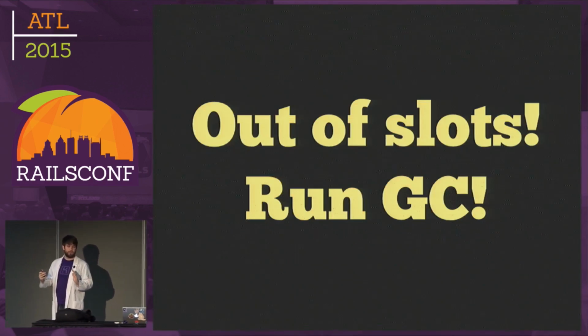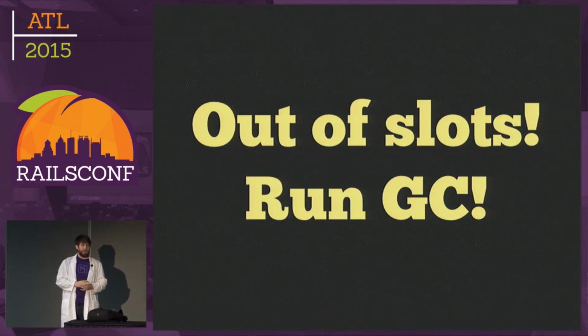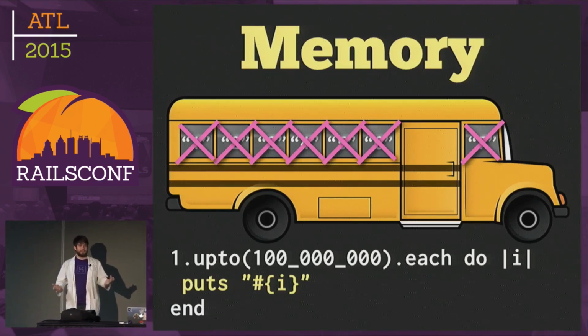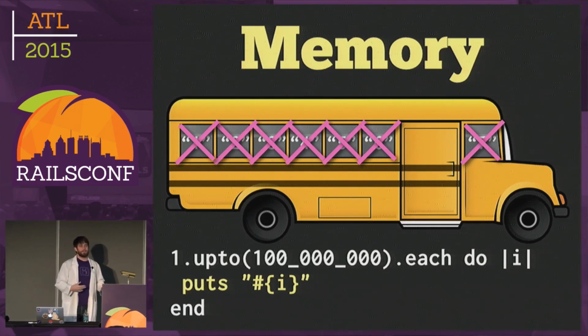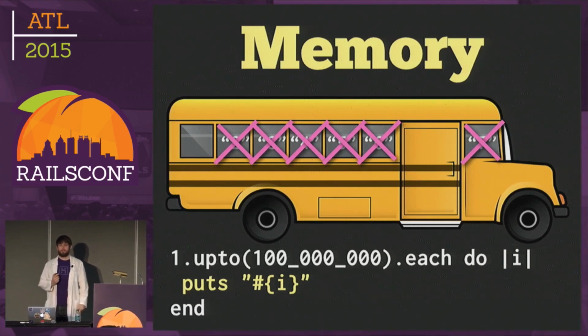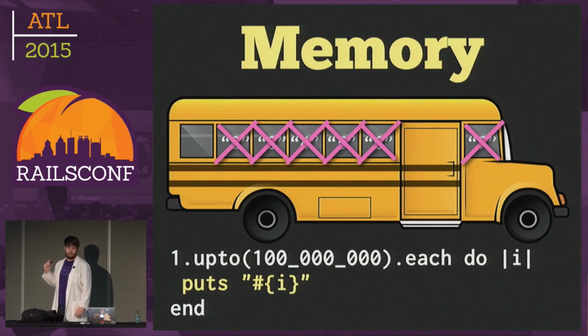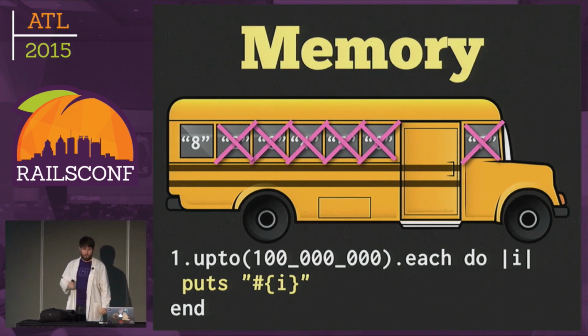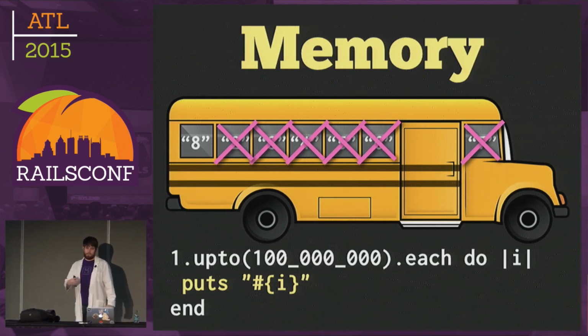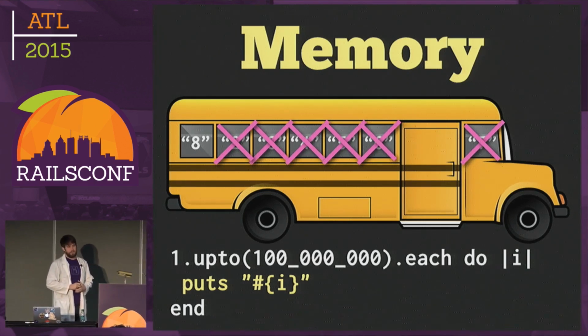We are going to run garbage collection, and our garbage collector is going to say, hey, it doesn't look like you actually need any of these objects. 1, 2, 3, 4, 5, 6, 7. Guess what? You're not going to use it again. So we can get rid of it, and we can put another object there. This is a very oversimplified version of garbage collection, but it will help us later.